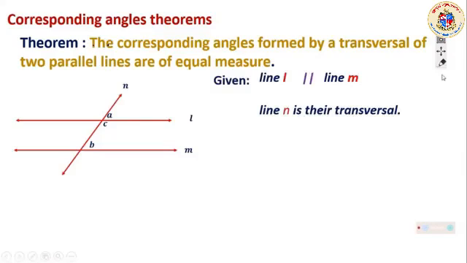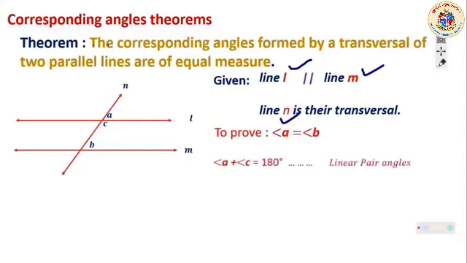We know that line L is parallel to line M, given, and N is the transversal, right? Now, in order to prove that angle A is equal to angle B, we know that angle A plus C here is 180 because it is a linear pair on a line.